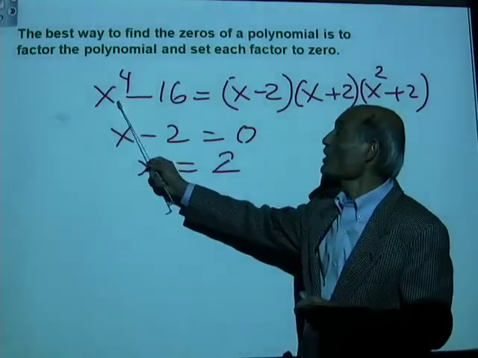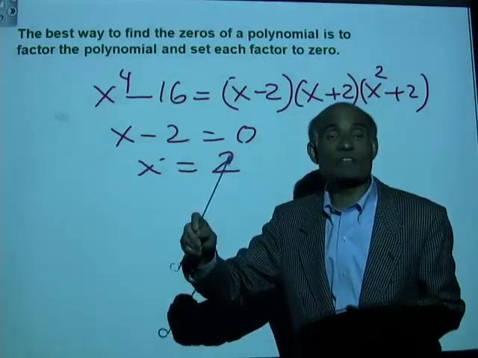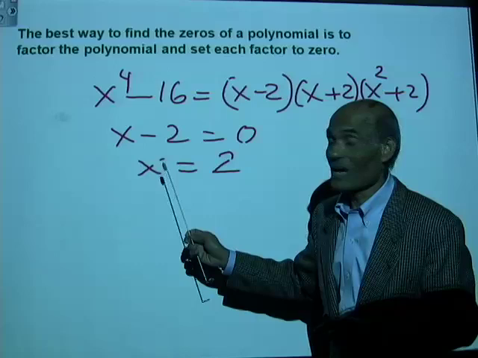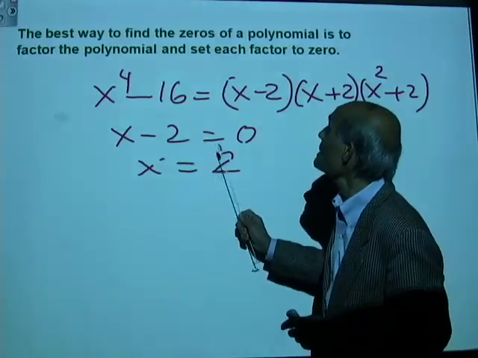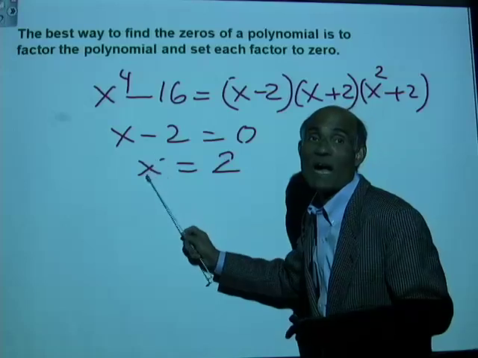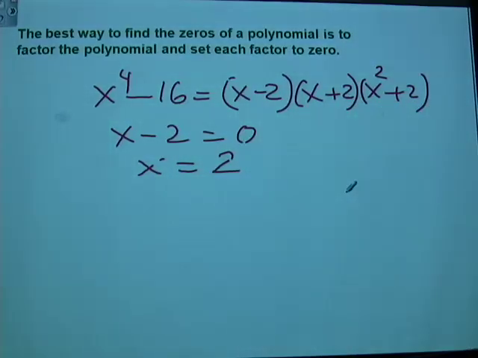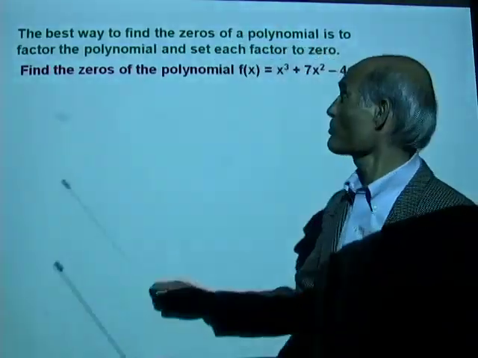That means if you draw a graph of this, how many places will the graph cut the x-axis? At 2 places, namely, what are the places? x equal to 2 and x equal to negative 2. That's right. Okay. Alright, let's look at this problem.